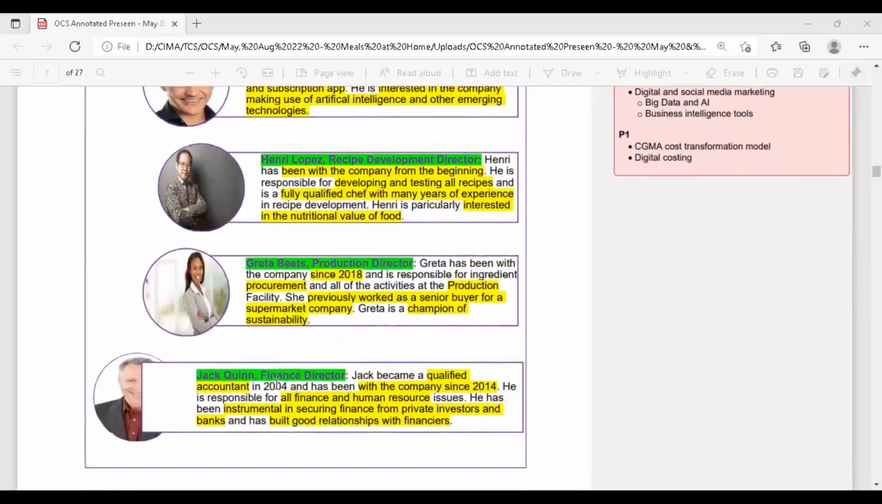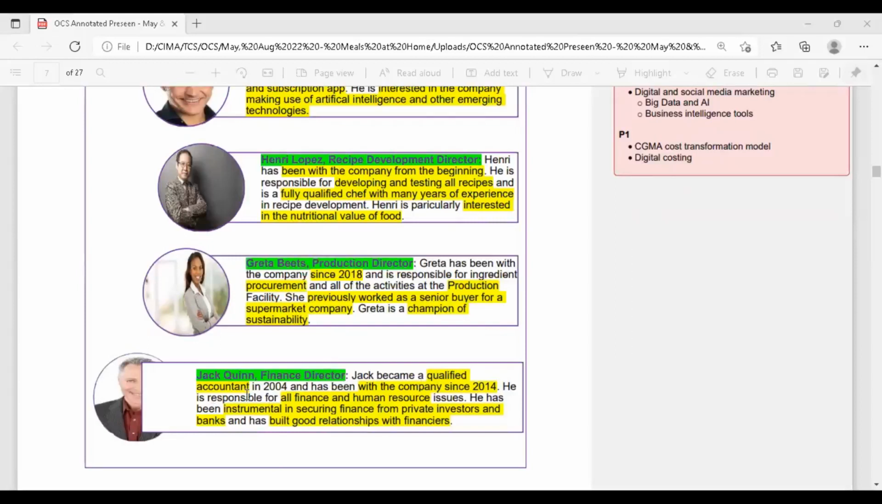And looking at the last director, the finance director, Jack Quinn. So you are reporting as the finance officer of the company, you are reporting to the finance manager, and the finance manager reports to Jack Quinn, the finance director. So at the exam, there could be an instance where Jack Quinn sends you an email asking for your opinion with regards to a certain matter.